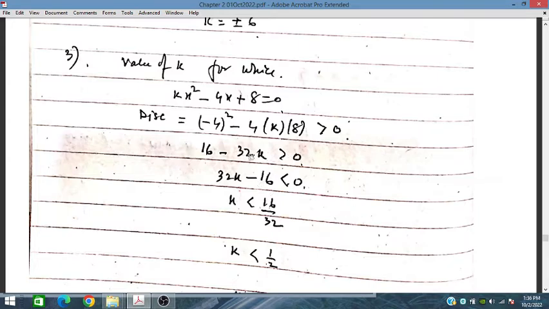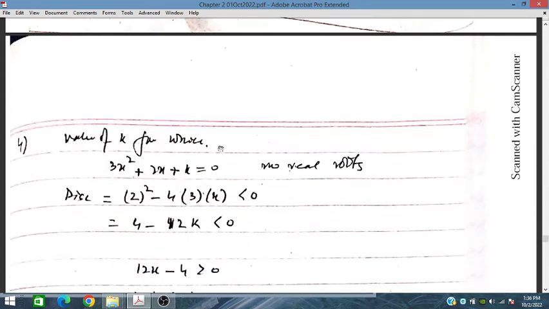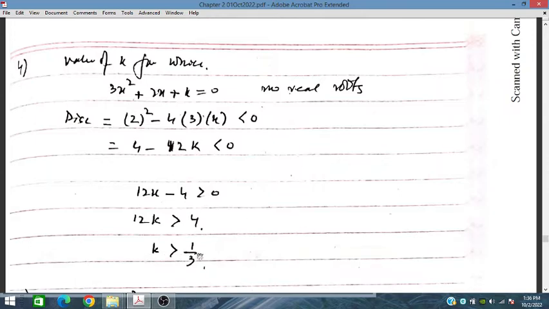Okay. Problem number 4. Find the value of k for which this has no real roots, meaning the discriminant should be less than 0. So we have to find the value of k in such a way that it gives no real roots. So k is greater than 1 upon 3. If we take k greater than 1 upon 3, we will get no real roots.